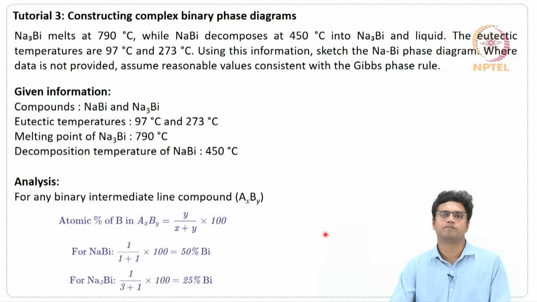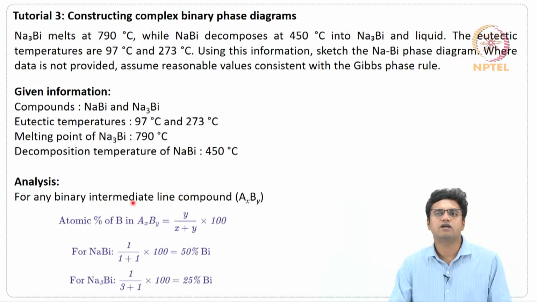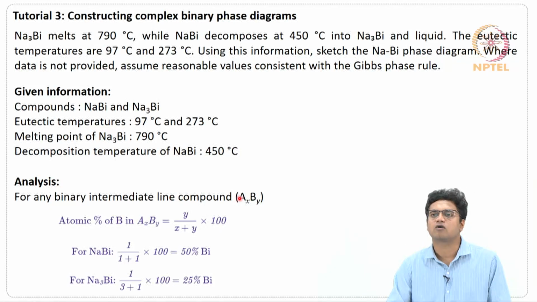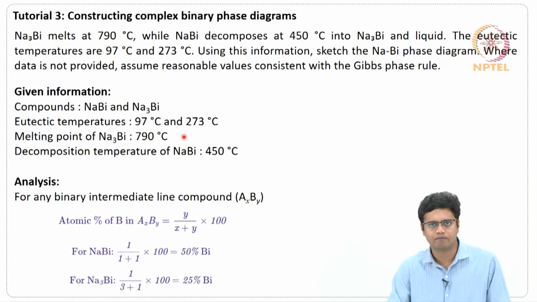So let's analyze. In a binary system, an intermediate compound, a line compound, has a fixed composition. Let's assume the composition is AXBY, where A and B are Na and Bi in this example. The atomic fraction of B in AXBY is Y divided by X plus Y, and I multiply by 100 for atomic percentage. For NaBi, what is the percentage of Bi? It is 1 divided by 1 plus 1, times 100, so 50% Bi.